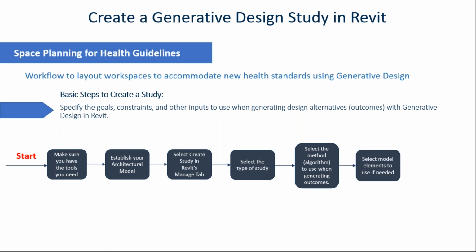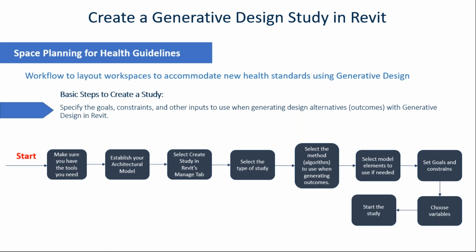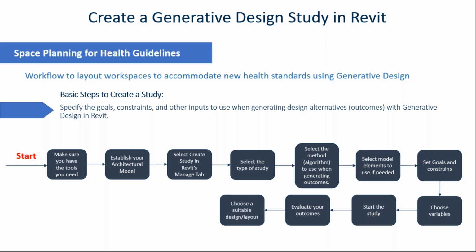Then you will select your model elements to use if you want. Also, you will set your goals and constraints. You will choose your variables. You will then start your study, and you will evaluate your outcomes. And once you find a suitable design or layout that you like, you use that, and you can do further design development on that.